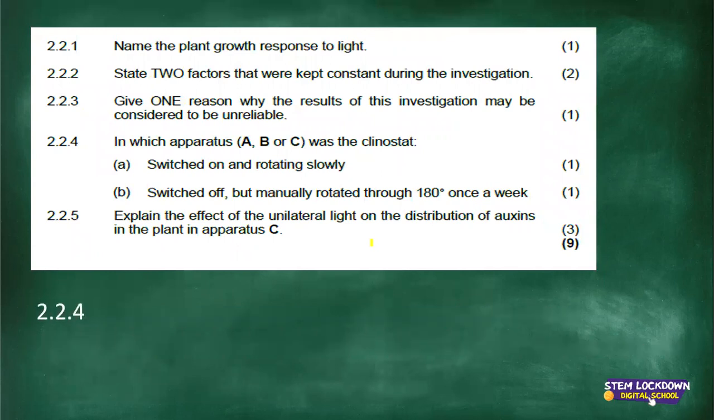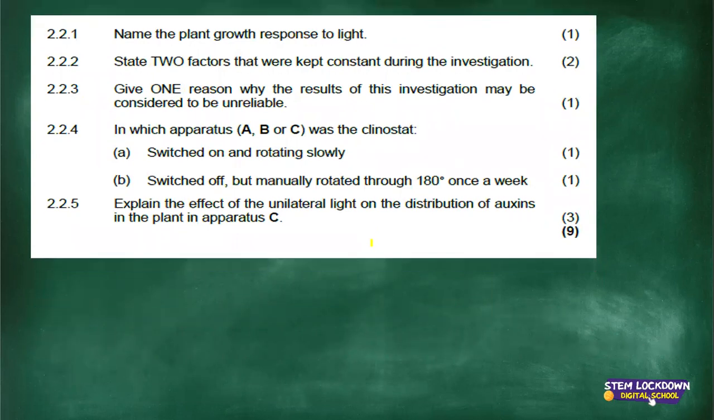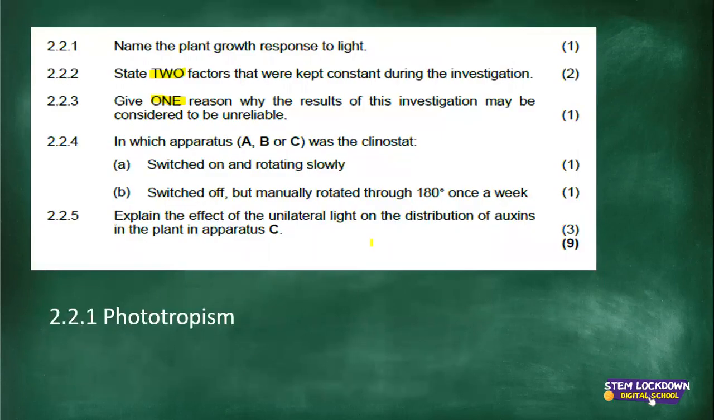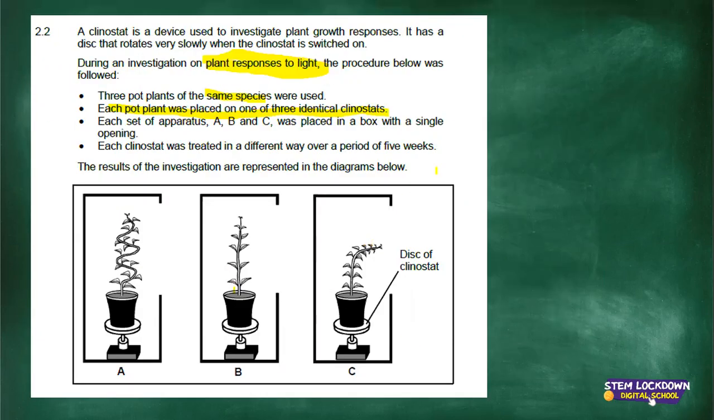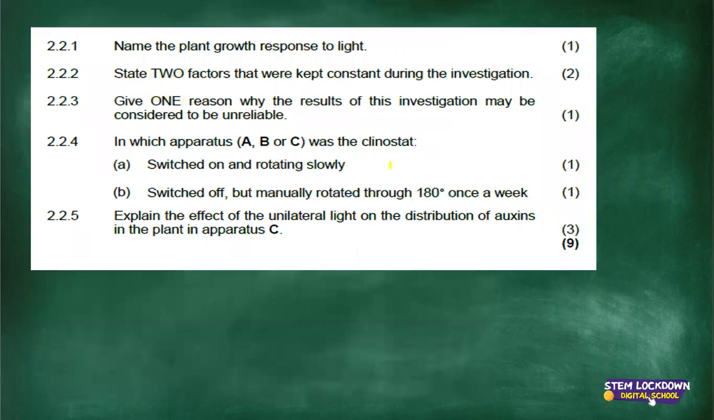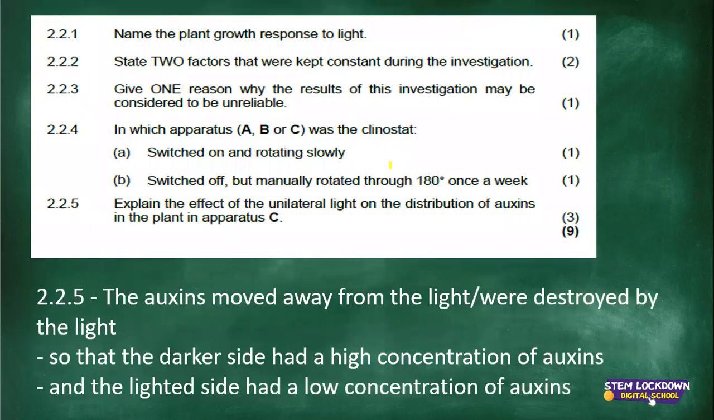And then question 2.2.5: explain the effect of the unilateral light on the distribution of auxins in the plant in apparatus C. Like I've just mentioned, in apparatus C we're explaining the effect of auxins here. It's the normal one. The way we learned it is that the auxins moved away from the light or were destroyed by the light. So the darker side had a higher concentration of auxins, and the lighted side had a low concentration of auxins. So that's what happens.